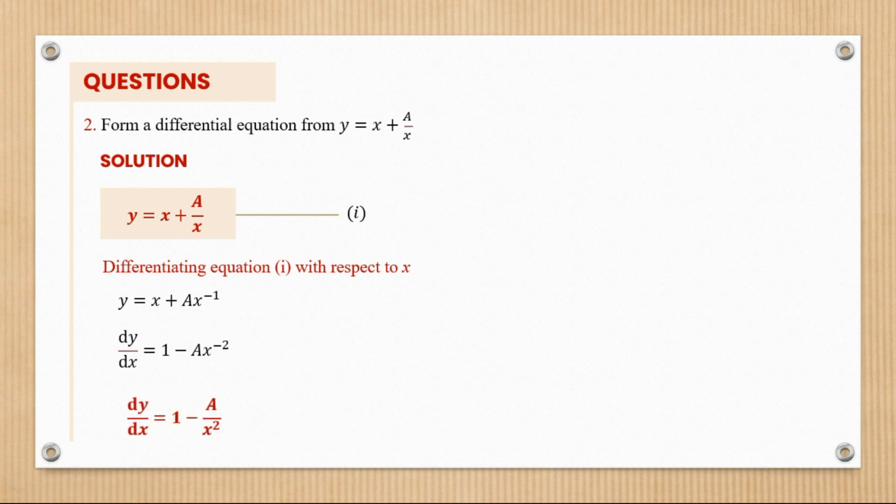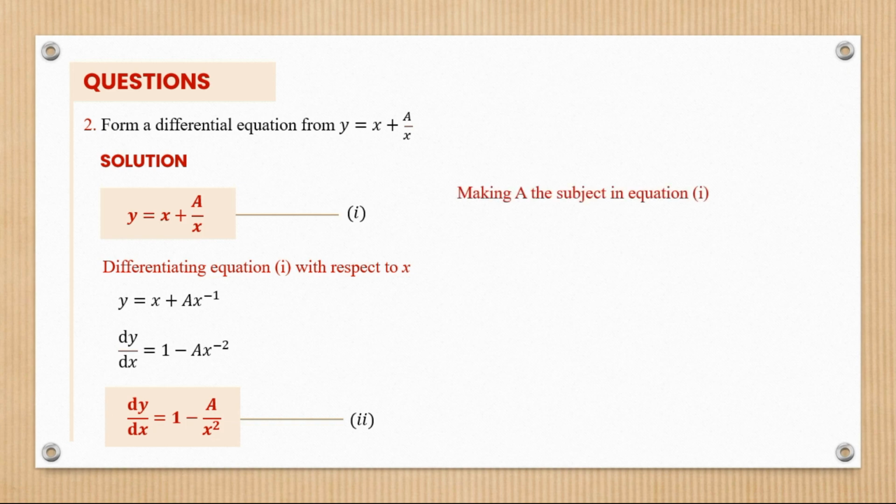Now we have dy/dx is equal to 1 minus a over x squared. We've said before that in this case we only differentiate once, so we're not going to differentiate a second time, but we still have that a value in our equation. Let's first label this as equation 2. So how do we eliminate that a? We're going to go back to equation 1, make a the subject, and substitute the value of a into equation 2.